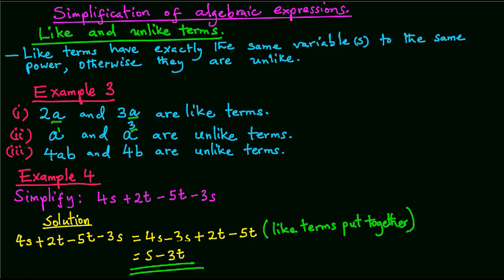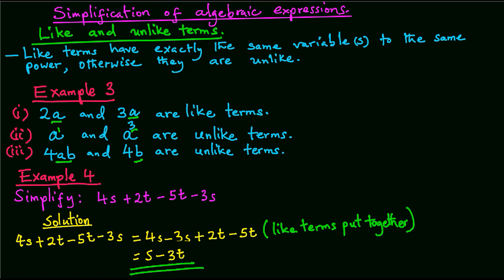In Roman 3, we have 4ab and 4b. So these are unlike terms simply because the variables are not the same. In the first case we have ab, in the second case we have only b. So therefore, to simplify any algebraic expression, it is important to identify the like terms and put them together.